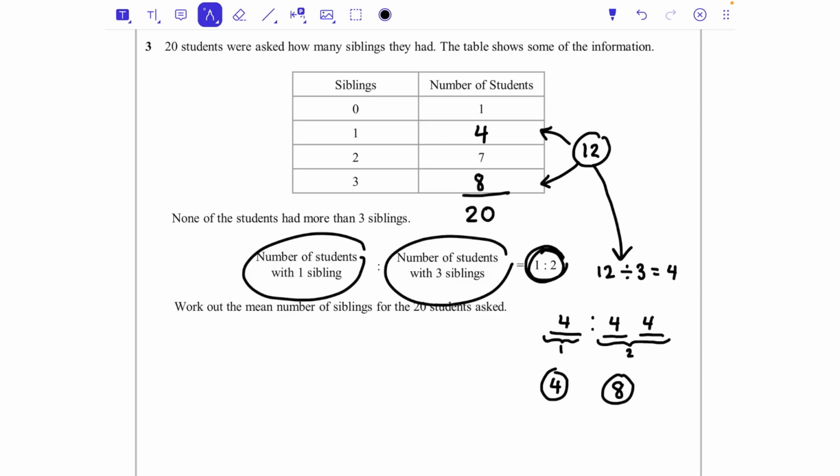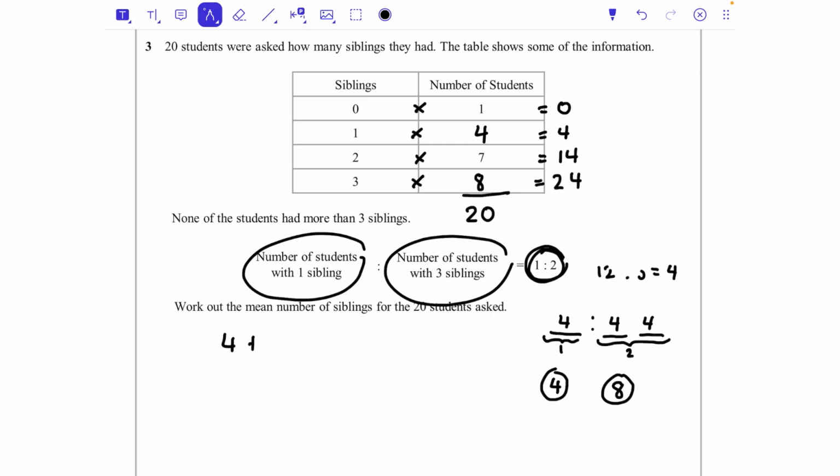We've now got to work out the mean number of siblings, and to do that we times across. So there was one student with no siblings, and altogether that would add up to 0. There are 4 students with one sibling, and altogether that would add up to 4. Let me make some room there. So that's 0, that's 4. There were 7 students with 2 siblings, and altogether that would be 14 siblings, and there were 8 students with 3 siblings, and altogether that would make 24.